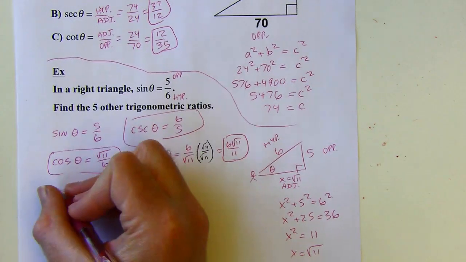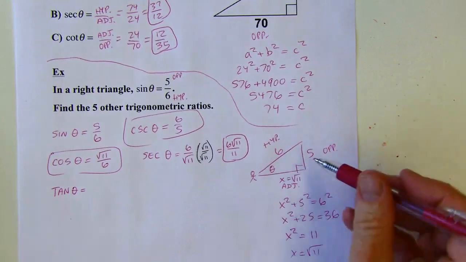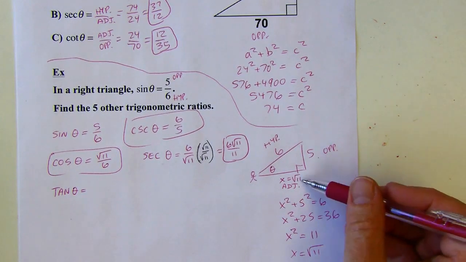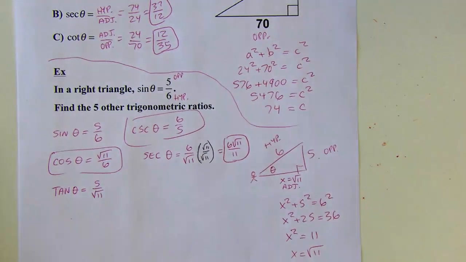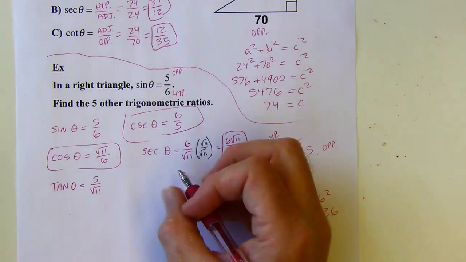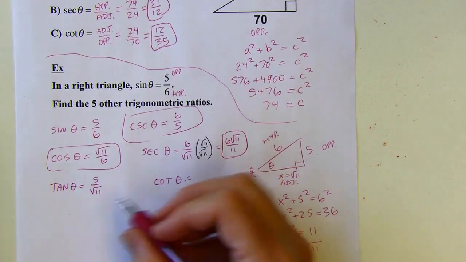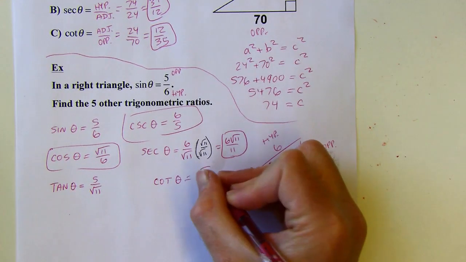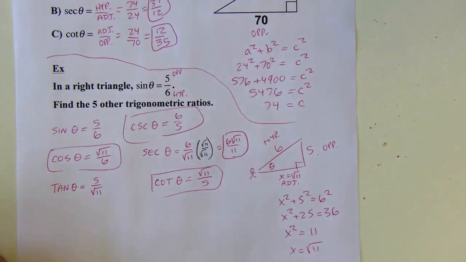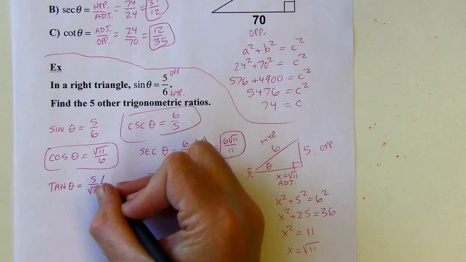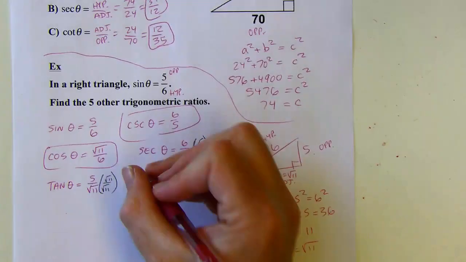All right, tangent is next. That's going to be opposite over adjacent, 5 over root 11. I do want to put this in simple radical form, but before I do that, I'm going to flip it upside down because when I flip it upside down, it's in simple radical form. So there's my cotangent. But I still want to simplify this, so that's going to be 5 root 11 over 11.